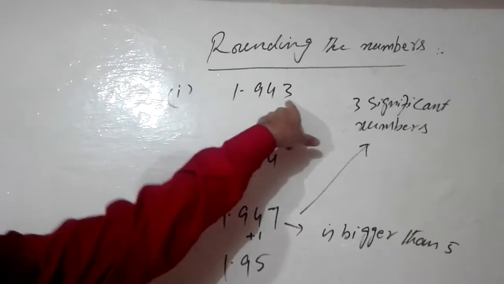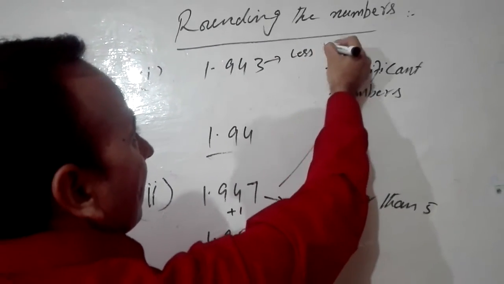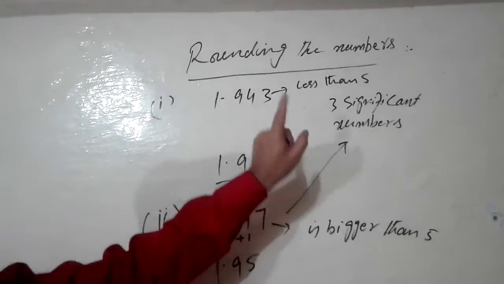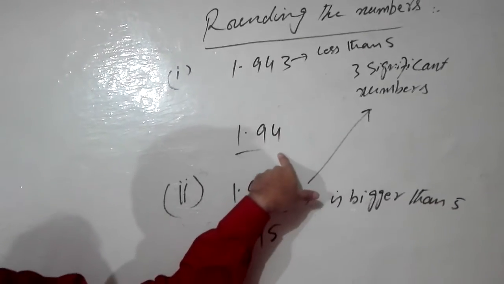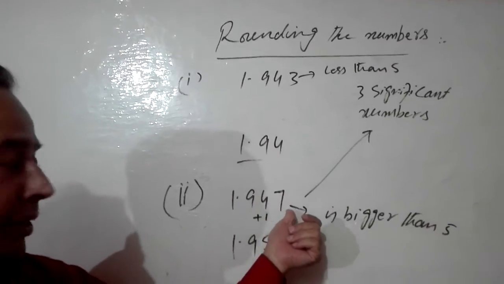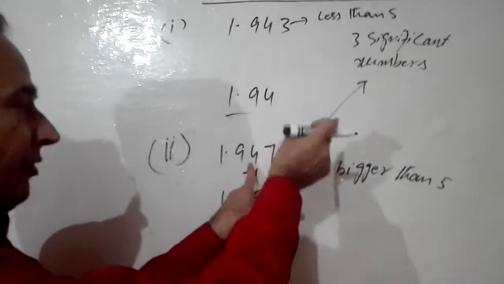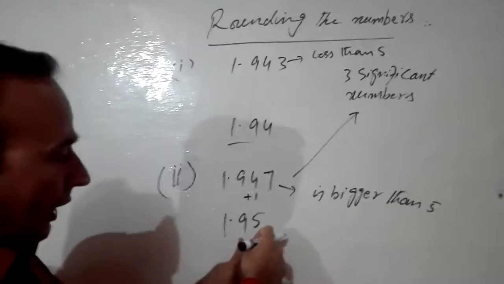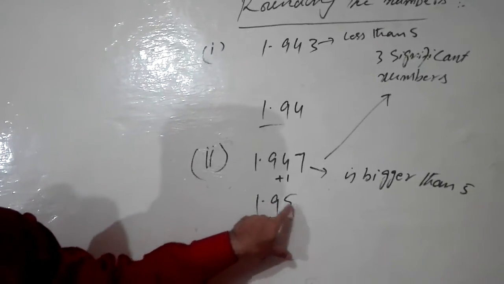Note that in the previous example, 3 was less than 5, so I dropped it and got our answer in three significant figures, 1.94. Here the number is bigger than 5, so you have to add one to the preceding number and you will get the required answer in three significant numbers, 1, 2 and 3.